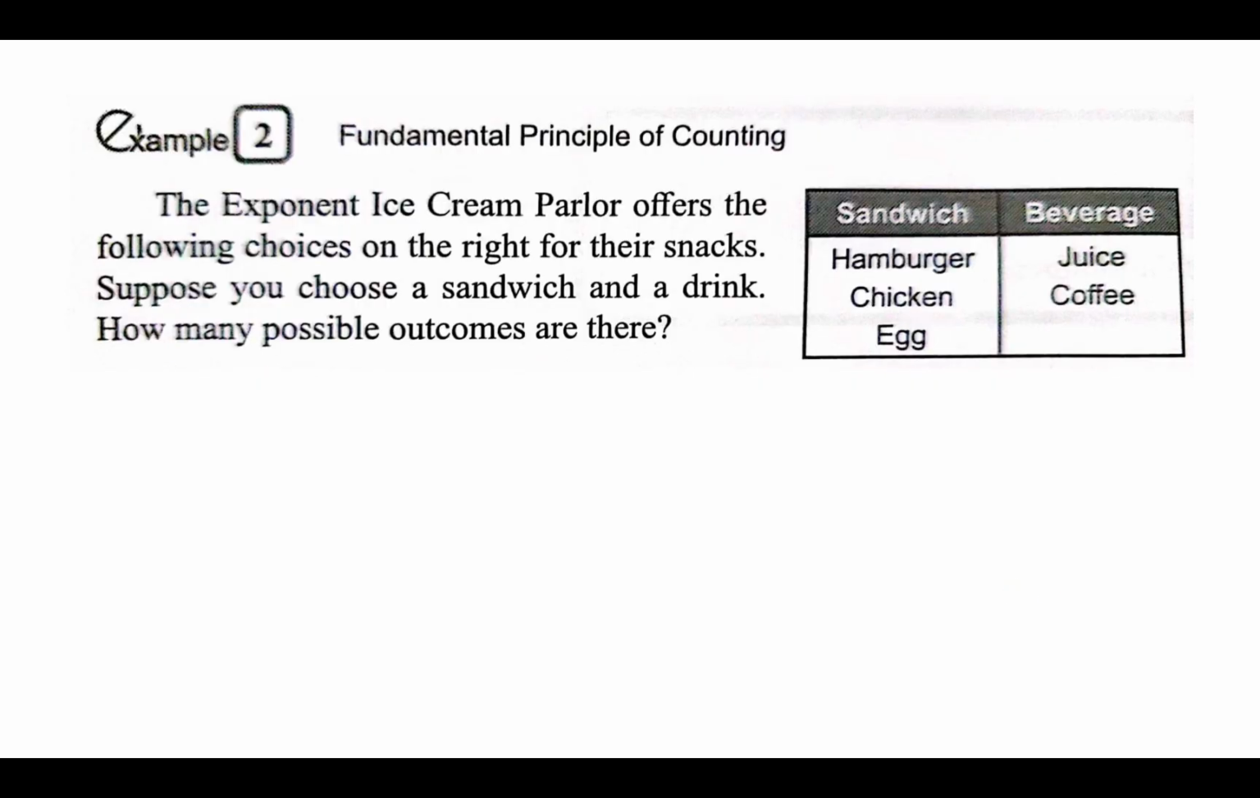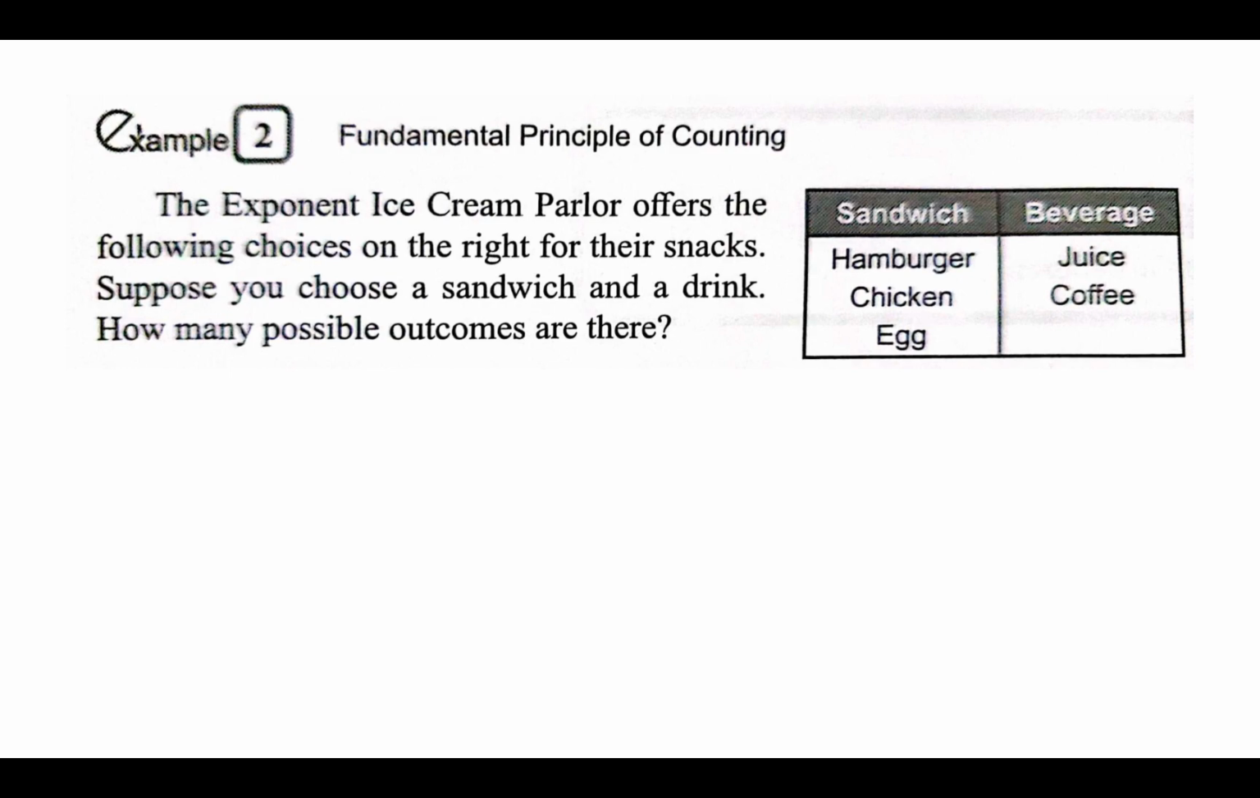Let's have example number 2, fundamental principle of counting. The Exponent Ice Cream Parlor offers the following choices for their snacks. Suppose you choose a sandwich and a drink. How many possible outcomes are there? For the sandwich, we have hamburger, chicken, and egg. For the beverage, we have juice and coffee.